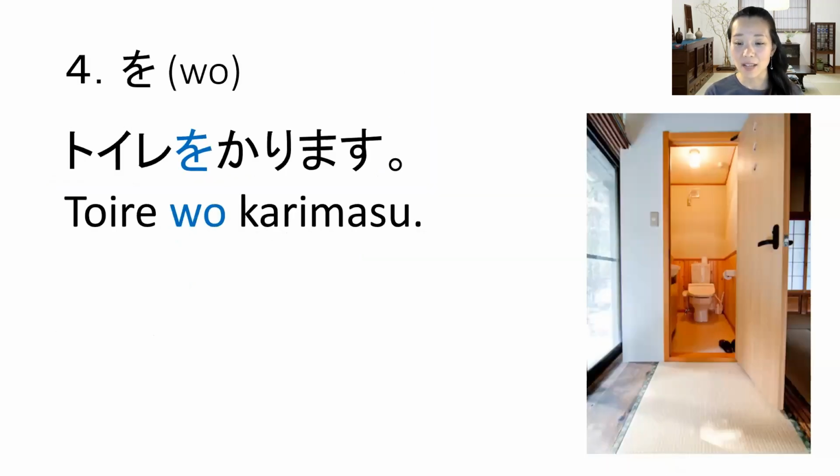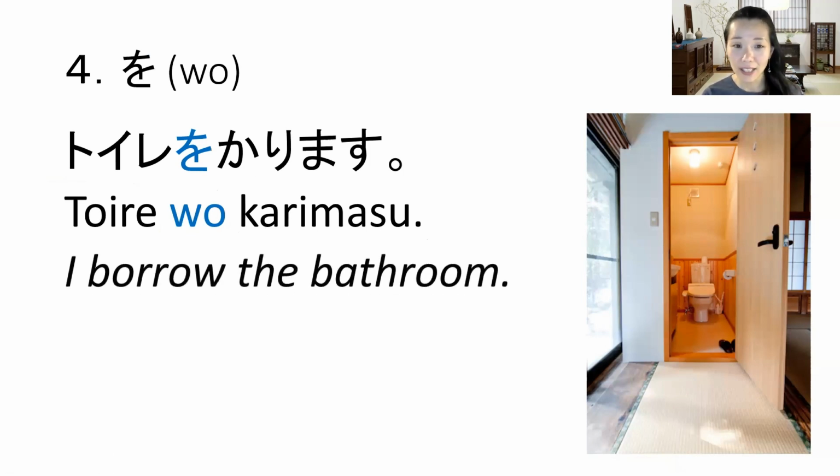The next example sentence. トイレを借ります。Repeat after me. トイレを借ります。You know what this means? トイレ is the object. Bathroom. 借ります is the verb. If you don't know, please remember, 借ります means I use or borrow. In this case, I use the bathroom.